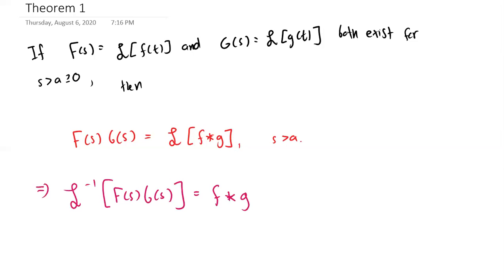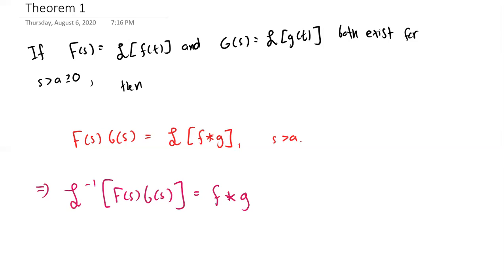So whenever you have a product of functions, a big F of s and big G of s, functions of s, as long as you know that those are Laplace transforms of other functions, then you can actually find the Laplace inverse of a product, and it ends up being a sort of product. It's not the product of f and g, but the convolution of f and g. But it's still very nice.